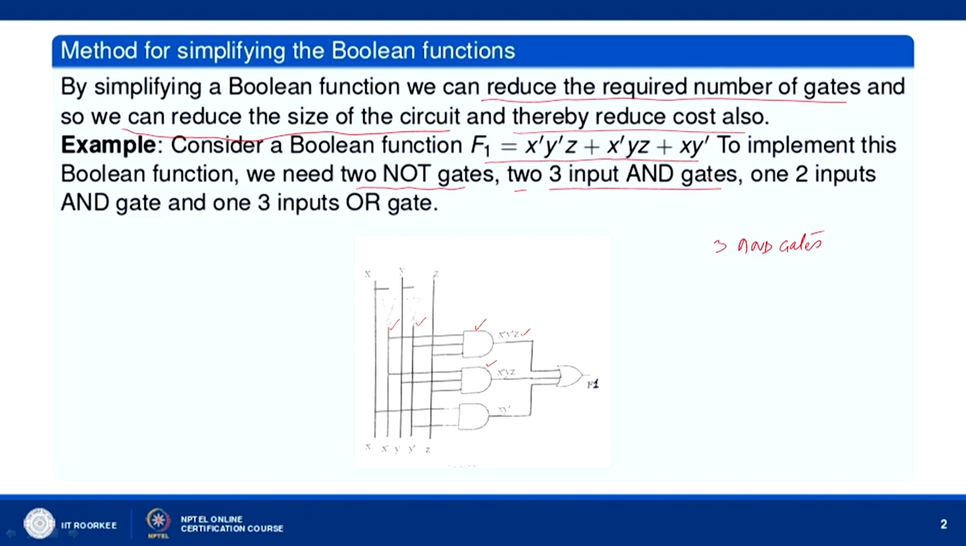Then to obtain the output F1, we have to use this OR gate. For the OR gate, there are three inputs: x' y' z, x' y z, and x y'. So there are three inputs, and to get the output F1, we use this OR gate. So there are three AND gates, one has three inputs, the other one has three inputs again, the third one has two inputs, and one OR gate.